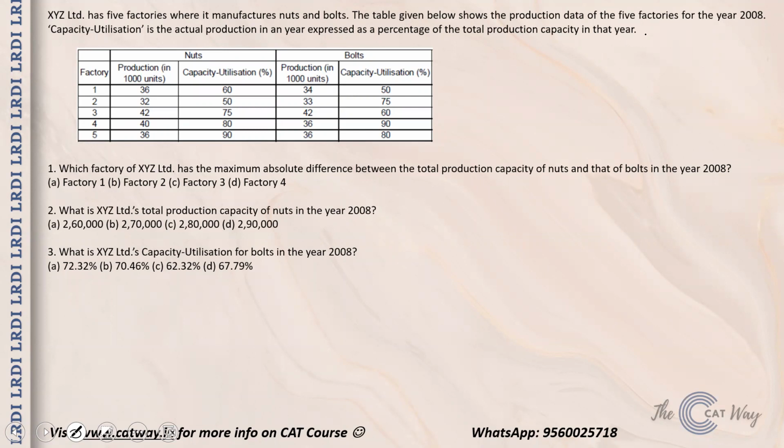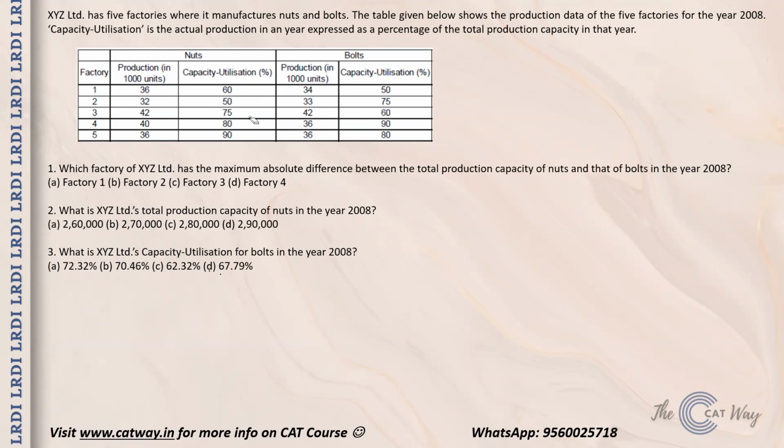So how does the table read? The production was 36,000 units and that was only 60% of the total production capacity. So in producing 36,000 units, only 60% utilization has been there. Similarly, for manufacturing 42,000 bolts, only 60% utilization was there, and with 60% utilization we were able to produce 42,000 bolts. So this is how the table reads.